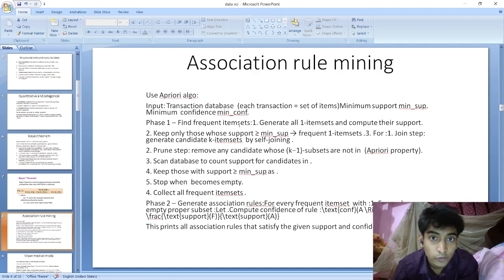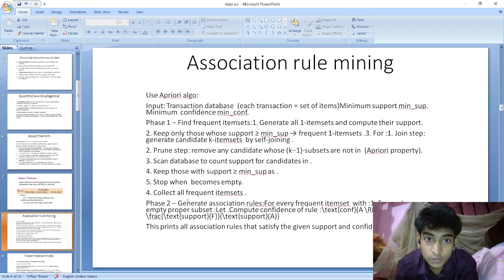Now we will find the frequent itemsets, where we list all the items and create a hash map of the items and their frequency. Then we prune, that is, we remove the candidates below the minimum support. We only select the candidates which have minimum support, and keep only those. This is called a frequent item set, right? Then we will repeat this process while support is greater than or equal to minimum support. We stop when it becomes empty.